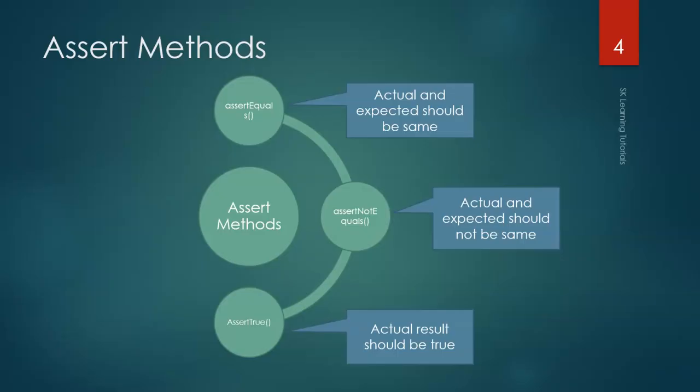That value must be a Boolean value. When that value is true, your test case is going to pass, and when the value is false, your test case is going to fail. So assert true method is expecting that value should be true to pass the test case. Now let's do it practically.